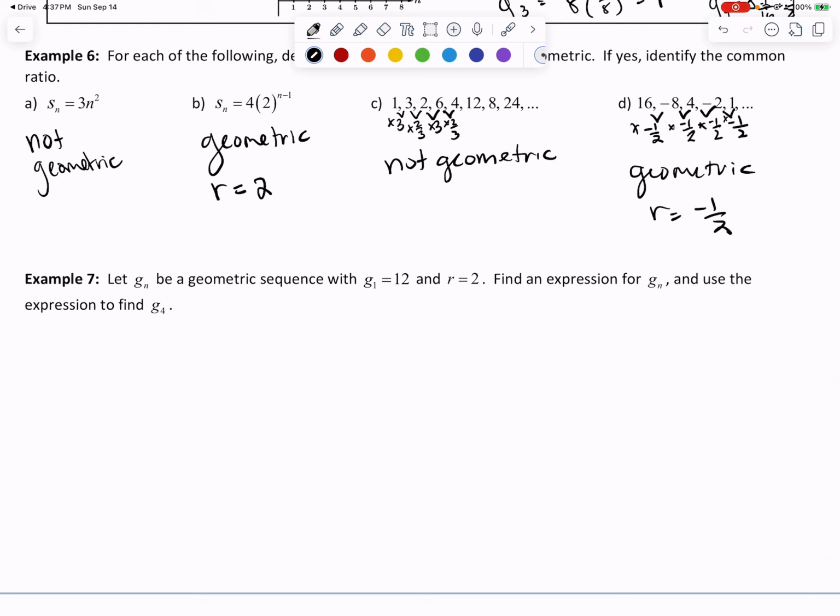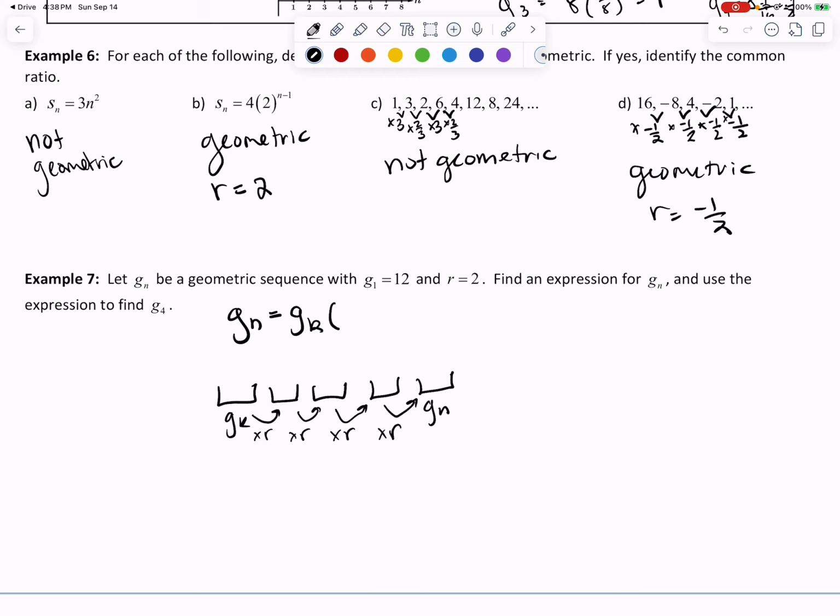Our formula for a geometric is going to be similar, G sub n, G sub k, but this time we multiply because we are performing repeated multiplication. We're multiplying over and over and over again. So we take our G sub k, whatever that is, and to get further down in the sequence, if we're going to G sub n, we multiply by r, multiply by r, multiply by r. And if I multiply by r 4 times, that's the same thing as saying r to the 4th power, right?